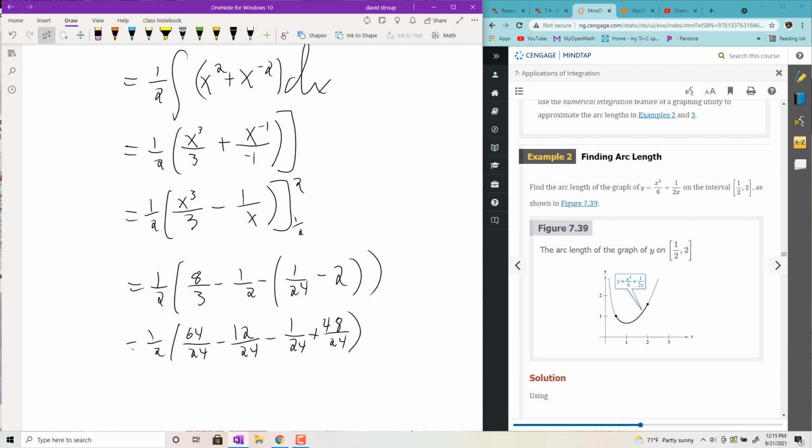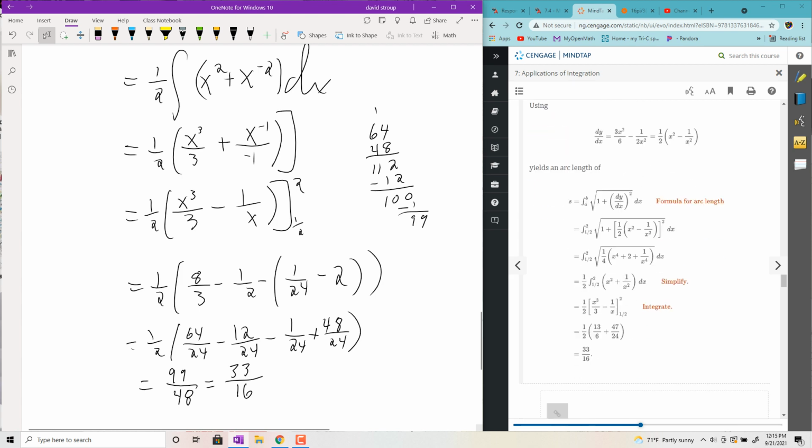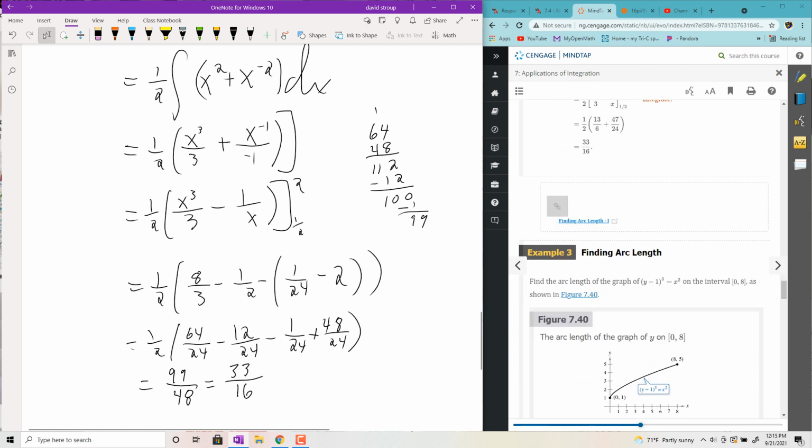over 24. So 64 plus 48 is 112. Minus 12 is 100, minus 1 is 99. So I'll end up with 99 all over 48. You can divide top and bottom by 3, so you get 33 all over 16, I believe. Let's see if they got, yeah, okay.